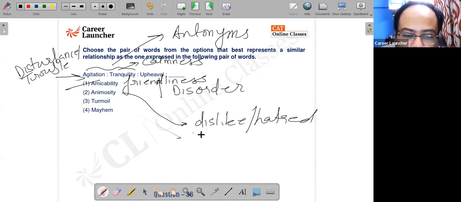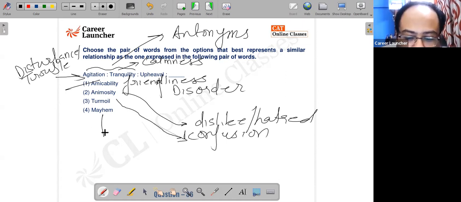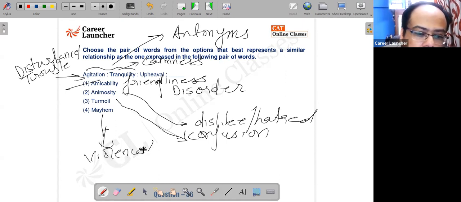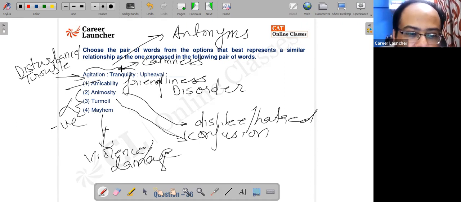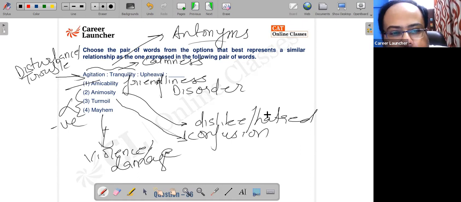Turmoil is confusion. Mayhem is related to violence or damage. So options 2, 3, 4 cannot be the answer because these are negative words. We want an antonym of something that is negative, so we require a positive word.